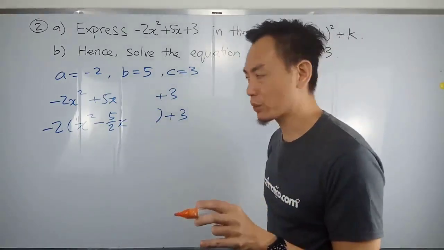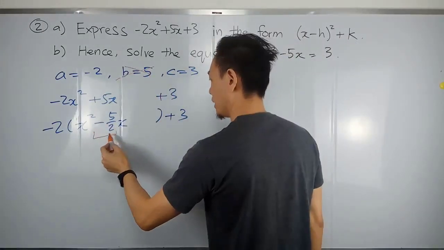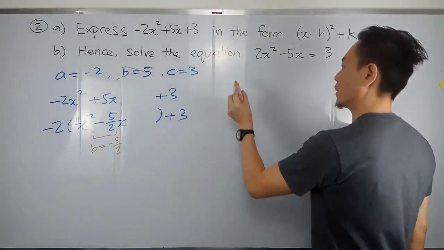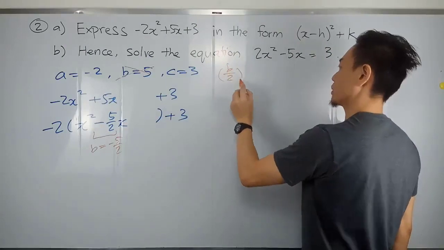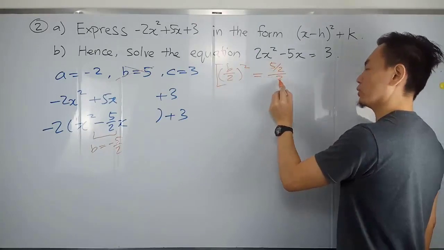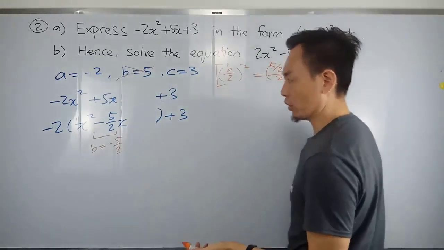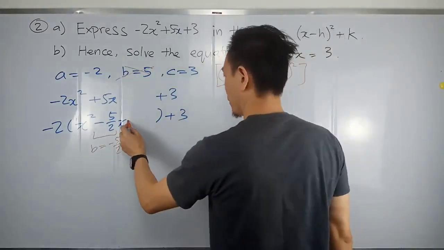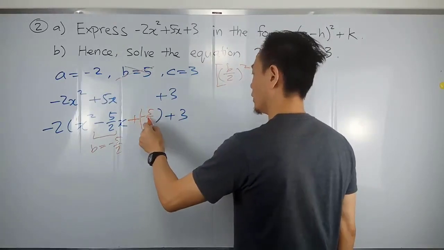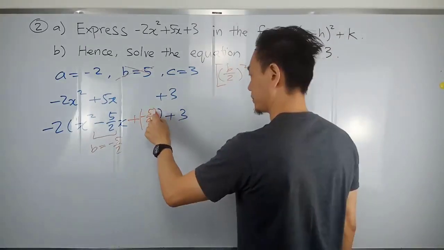Now, for the (b over 2) squared, take note that we are not going to use this b already, we're going to use this one, okay? So the b here is negative 5 over 2. So we say that (b over 2) squared would be equal to (5 over 2 over 2) squared. Okay, so we can say that this is (5 over 4) squared. So if we add the term here, we're going to plus (negative 5 over 4) squared, which is what this is. 5 over 2 over 2 is 5 over 4, squared.